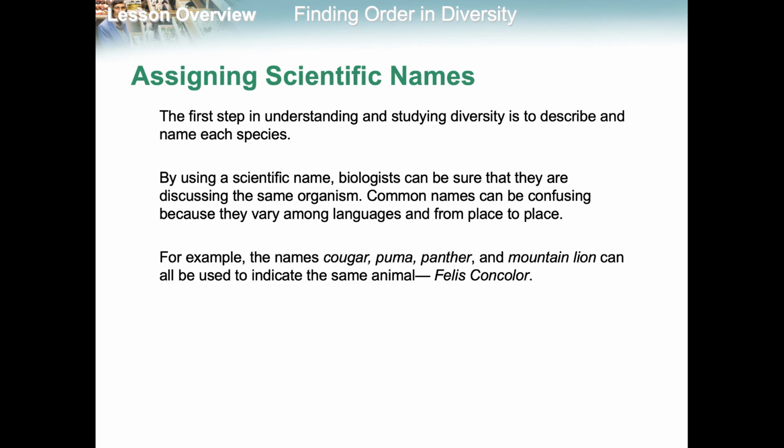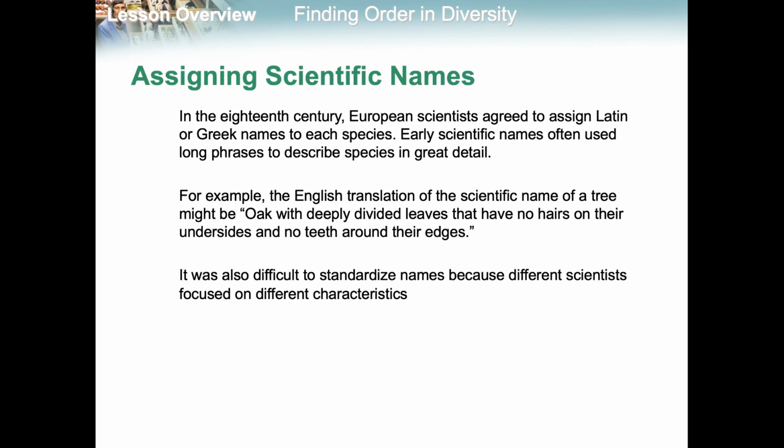So, for example, the names cougar, puma, panther, and mountain lion can all be used to indicate the exact same animal, which is Felis concolor. Felis has to do with cats. Concolor probably has to do with the coloring of those cats. Now, in the 18th century, European scientists all agreed to use Latin or Greek names to name each species. Early scientific names used to describe that species in a lot of detail. So before, for a tree, there used to be names like: it was an oak with deeply divided leaves that have no hairs on their undersides and no teeth around their edges.